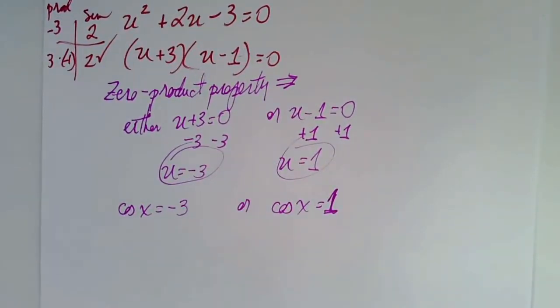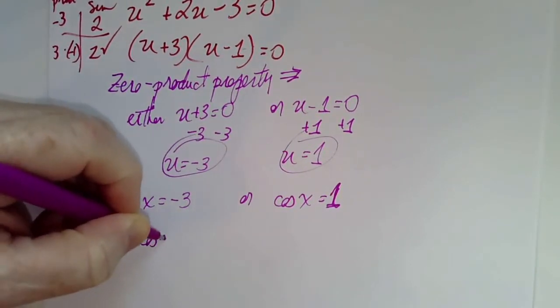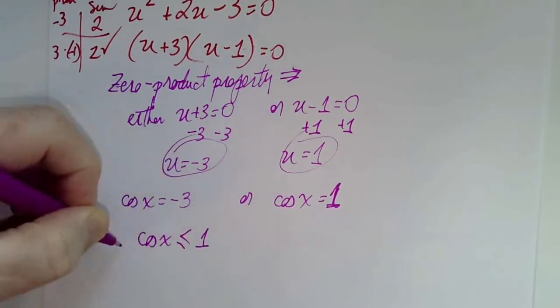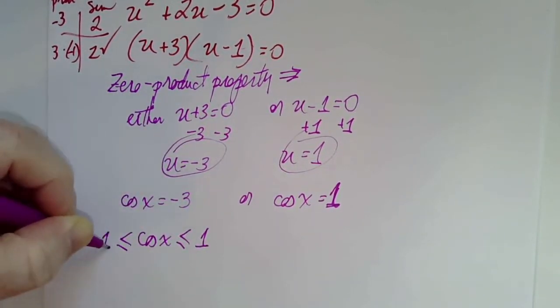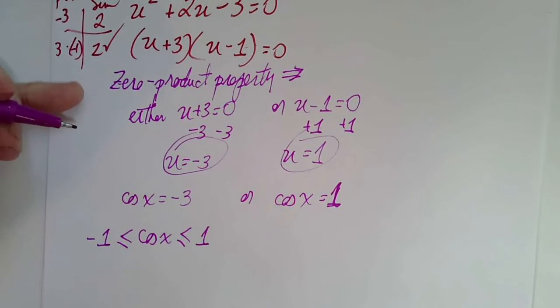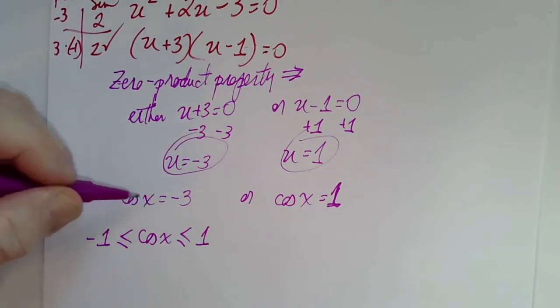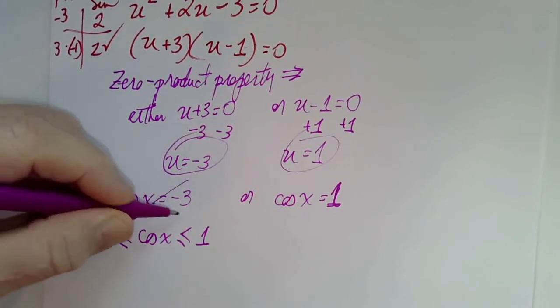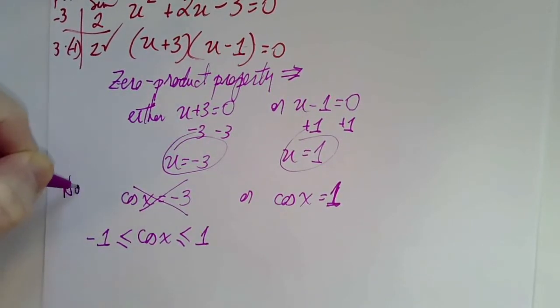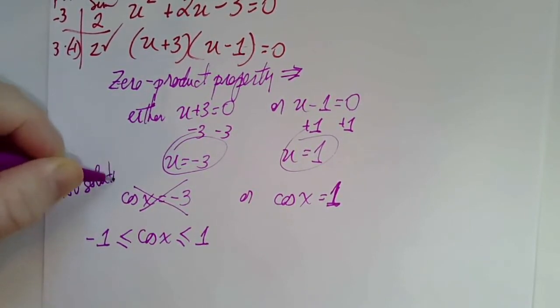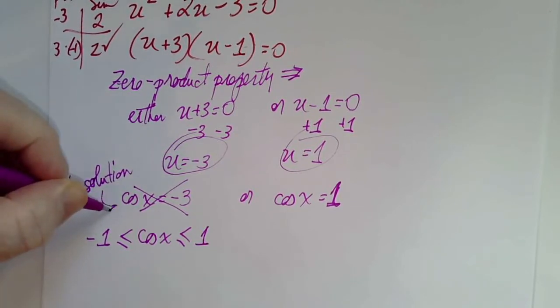What's the very largest that the cosine function can get to? Yes, 1. And what is the smallest that the cosine can get to? That's right, negative 1. We know that the cosine function is stuck between the values negative 1 and 1. That means the cosine of no angle will ever be negative 3. So there's no solution for this first equation.